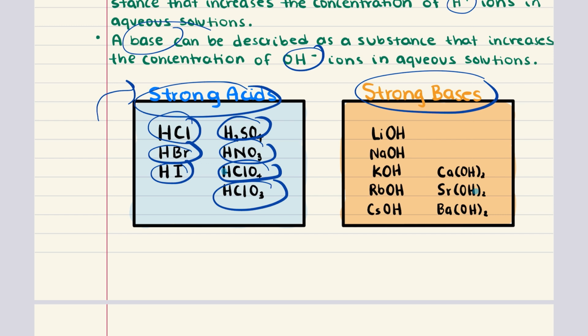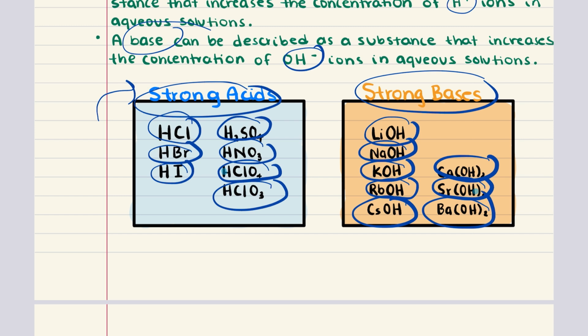Then we have a list of 8 strong bases. We have lithium hydroxide, sodium hydroxide, potassium hydroxide, rubidium hydroxide, cesium hydroxide, calcium hydroxide, strontium hydroxide, and barium hydroxide. So again, this is a list of 7 strong acids and 8 strong bases that you should remember.